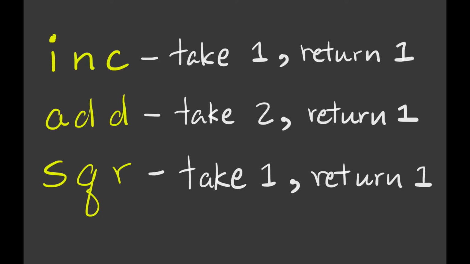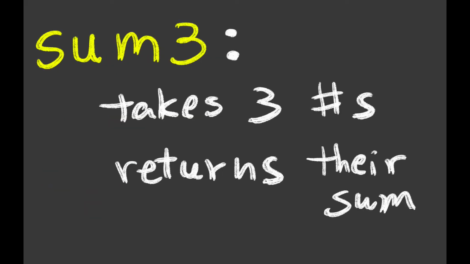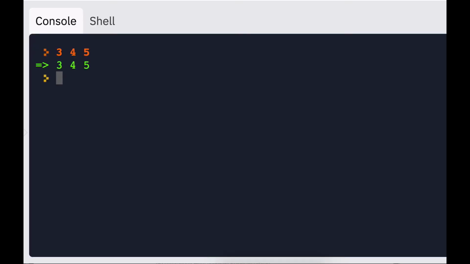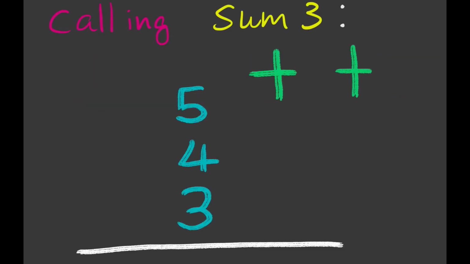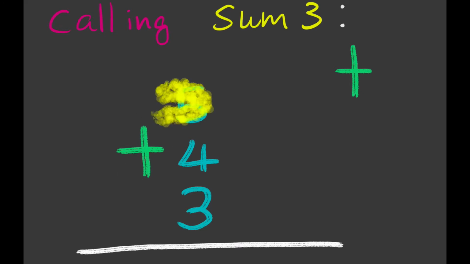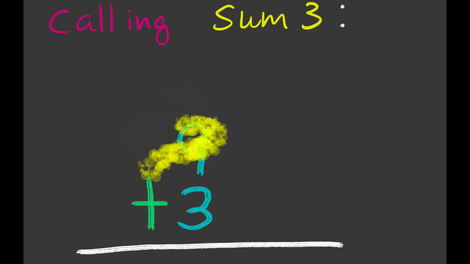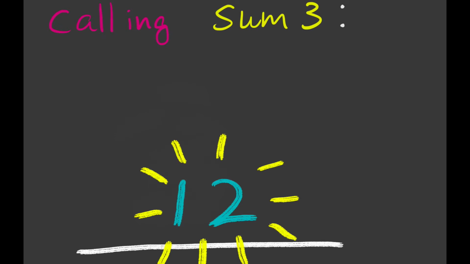Different subroutines may expect a different number of values to be passed to it on the stack. They may also produce a different number of results to be left on the stack when they're done. For example, let's say there's a subroutine called sum3 that sums the top 3 numbers on the stack. To use it, I would first put the 3 numbers I want to sum on the stack, and then I would call sum3. Sum3 would be implemented like this, with 2 plus operators. The first plus to add the first 2 numbers on the stack, and then the second one to add their result to the third number.